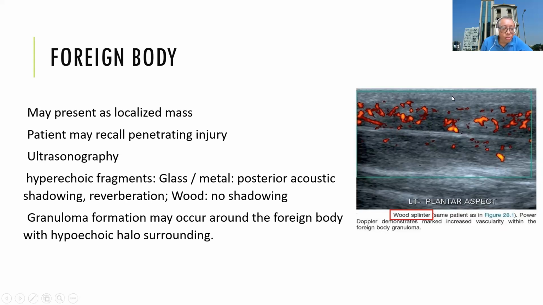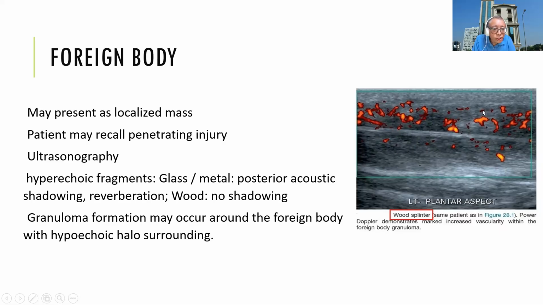In this ultrasound image I'm showing, you can see a longitudinal hyperechoic structure. This is the foreign body in the foot. If it's wood, then normally there will be no acoustic shadowing and no reverberation. But if it was glass or metal, then there can be a posterior acoustic shadow beyond the foreign body, or there can be reverberation artifact beyond it. So this is typically a wood foreign body in the plantar aspect of the foot.